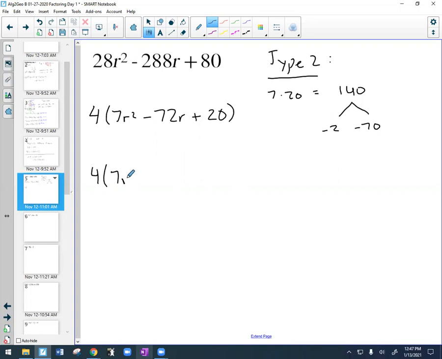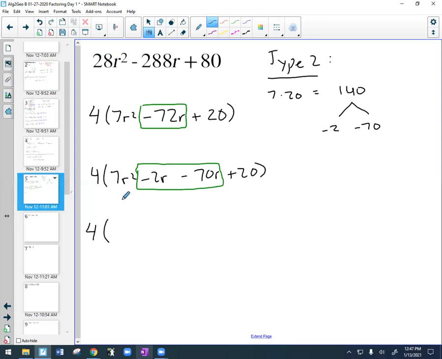So 7r squared minus 2r minus 70r plus 20. Let me just reiterate, because I know this is an issue sometimes. This negative 72r, I just rewrote in terms of -2 and -70. And now I'm going to group. So I got 7r squared minus 2r. I put the 4 on the outside, so I want to leave it there.